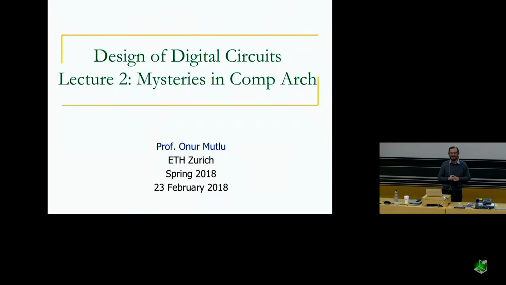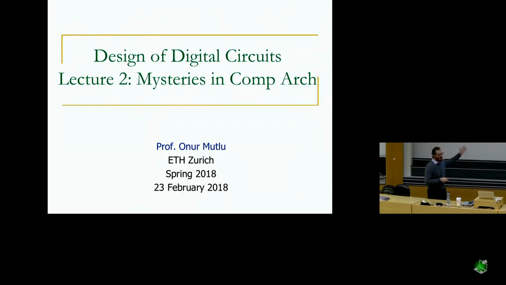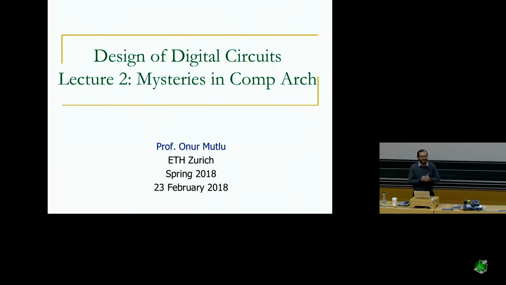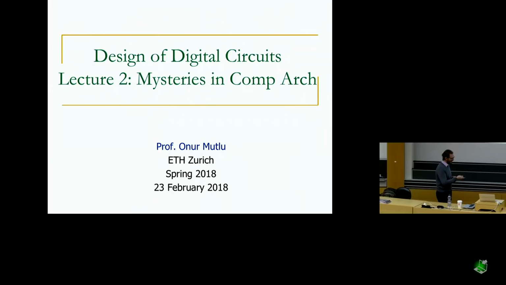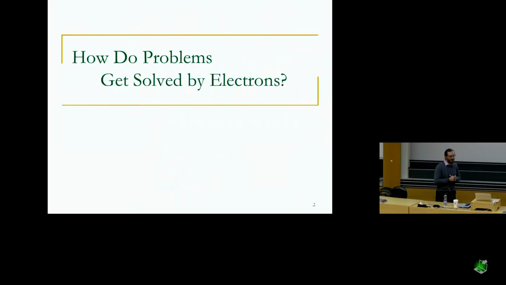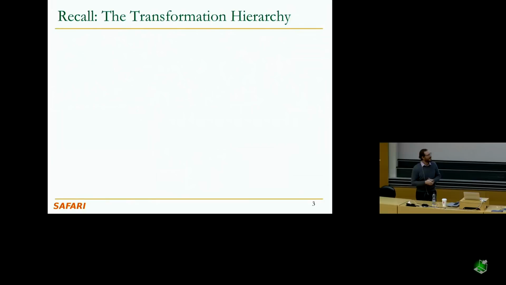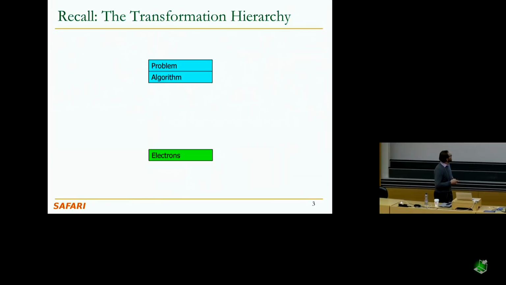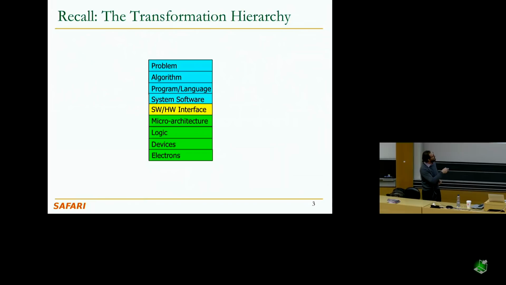Cool. So we'll continue where we stopped yesterday. I didn't get into the mysteries in computer architecture, but we'll have more fun today, basically. Of course, hopefully it'll be interesting to everyone. So remember, we asked this question: how do problems get solved by electrons? And we answered it, and we said you need to communicate with the electrons somehow, because we do not speak electron language. We have built these transformation hierarchy levels that enable us to translate the problem using different steps all the way into the electron language, right?